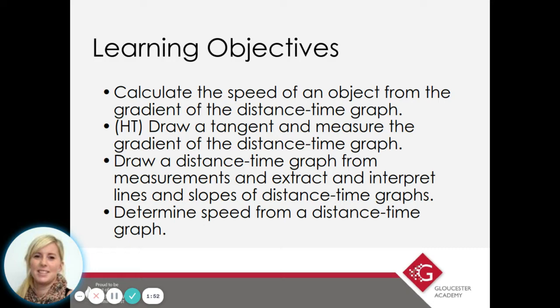And then you need to be able to draw your own distance time graph. So that's everybody. We all need to be able to draw a distance time graph from measurements. So we'll be practicing that today, and determine speed from a distance time graph. So how would we do that? And that is what we're learning today.